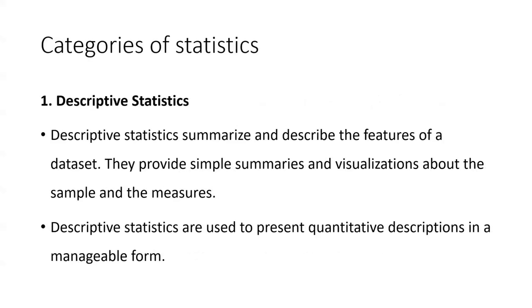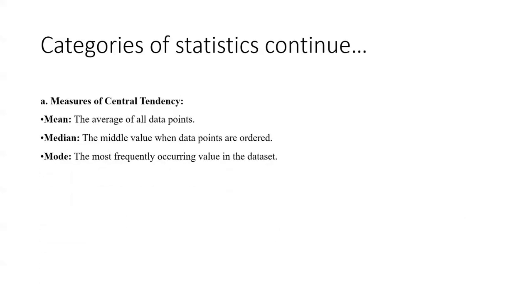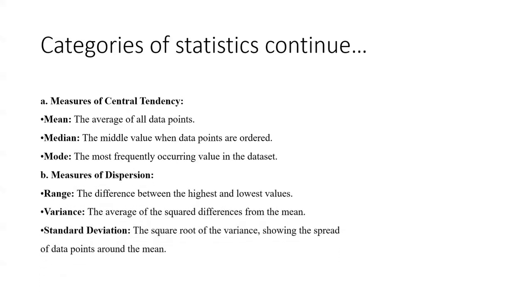So the different categories, we said we have one called descriptive statistics. This is the category that summarizes and describes the features of a data set. They provide simple summaries and visualizations about a sample and the measures. These include what we call measures of central tendency. We also have measures of dispersion. Under measures of central tendency, we have mean, median, and mode. For measures of dispersion, we have range, variance, and standard deviation.